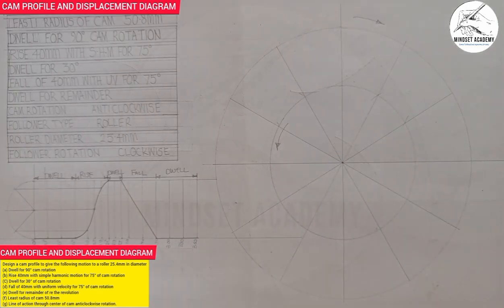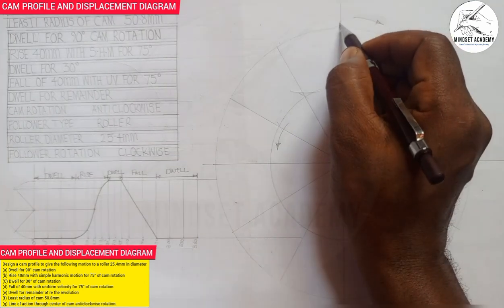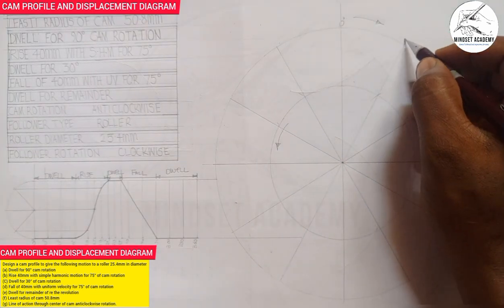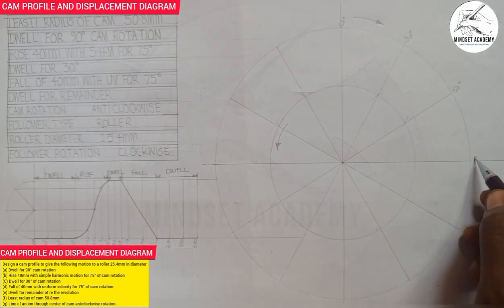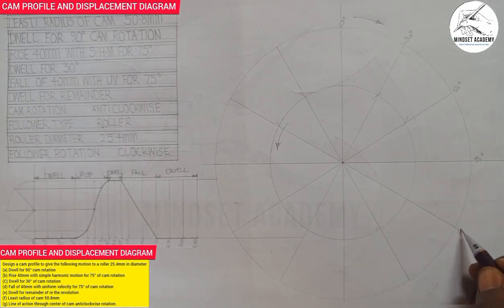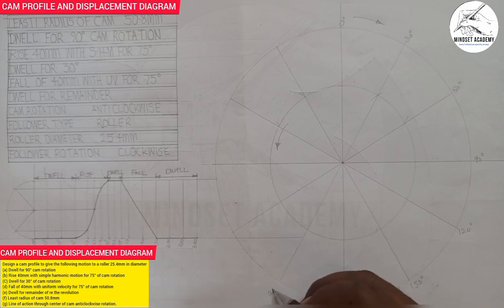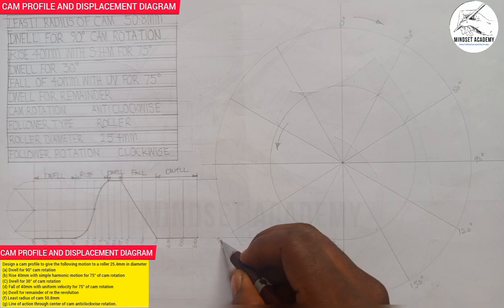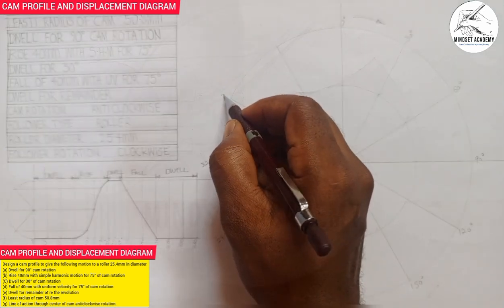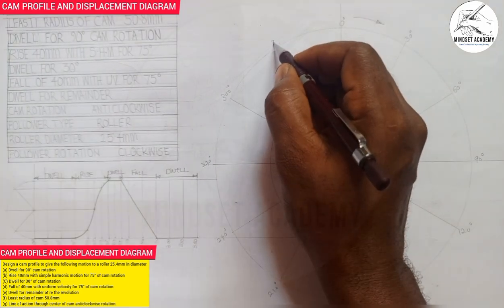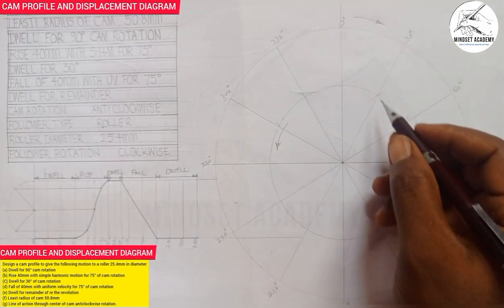Are we together? So when we are doing that, this will be 0 degree. There will be 30 degree. Here will be 60 degree. This will be 90 degree, 120 degree, 150 degree, 180 degree, 210 degree, 240 degree, 270 degree, 300 degree, 330 degree, then back to 360 degree here.